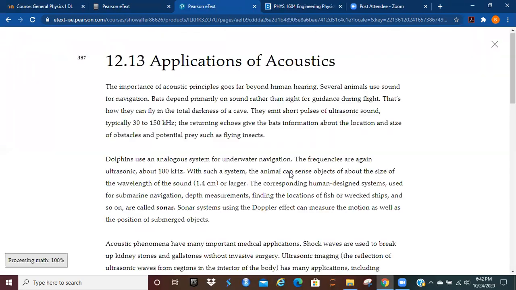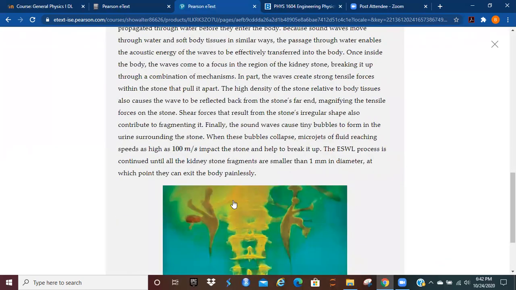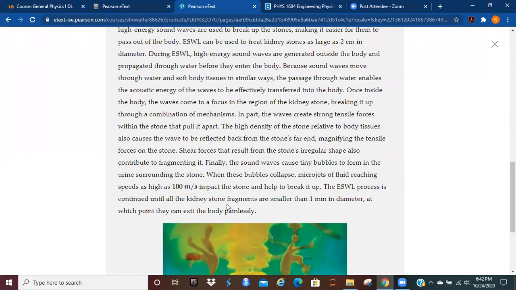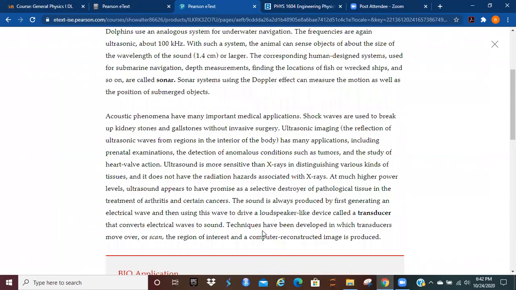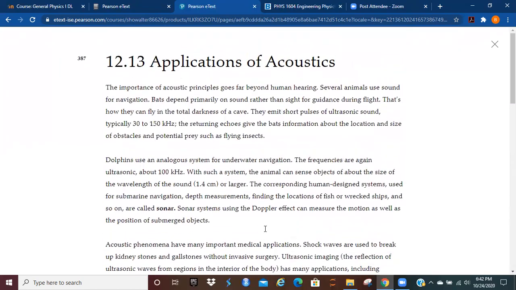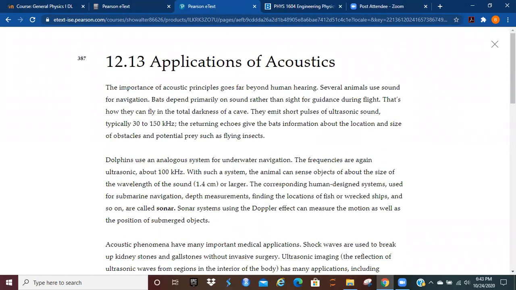So some of the applications of acoustics, I think we had gone through, blasting out kidney stones rather than trying to go in and to operate on them. Here's a nice description of that. You can also see where animals sometimes will use different returning echoes. It will let them know what their environment looks like immediately. So lots of good applications there.